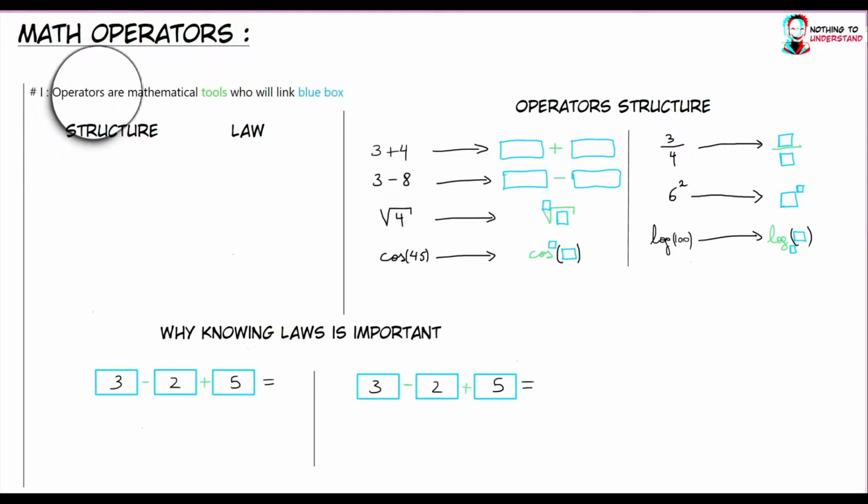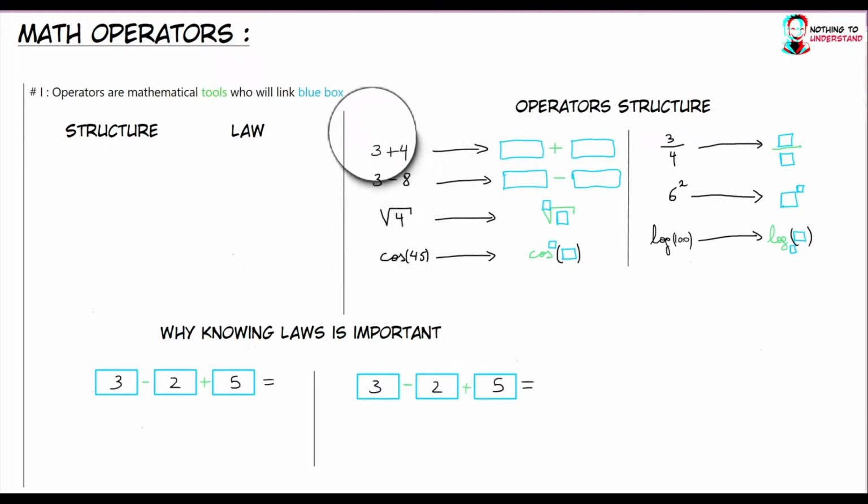Math operators are simple mathematical tools that link something that we will call for the moment blue boxes. For operators, there are two things that are very important. The structure, so how to identify an operator, and the law, basically what you can and cannot do with an operator. So let me give you a few operator structure examples.